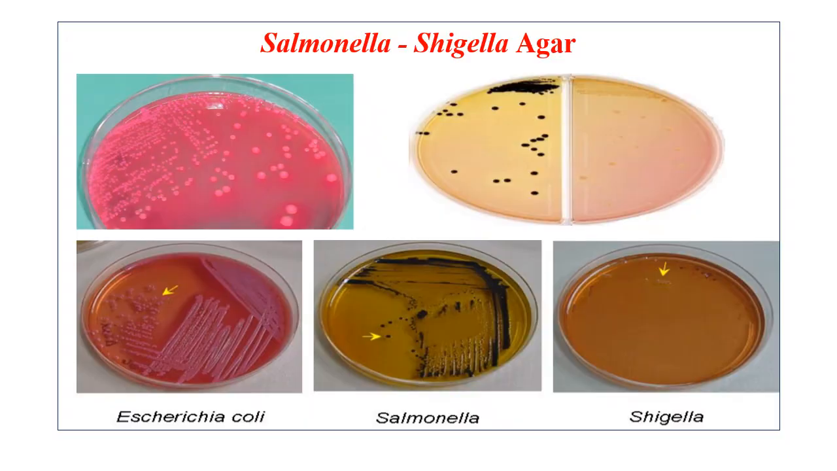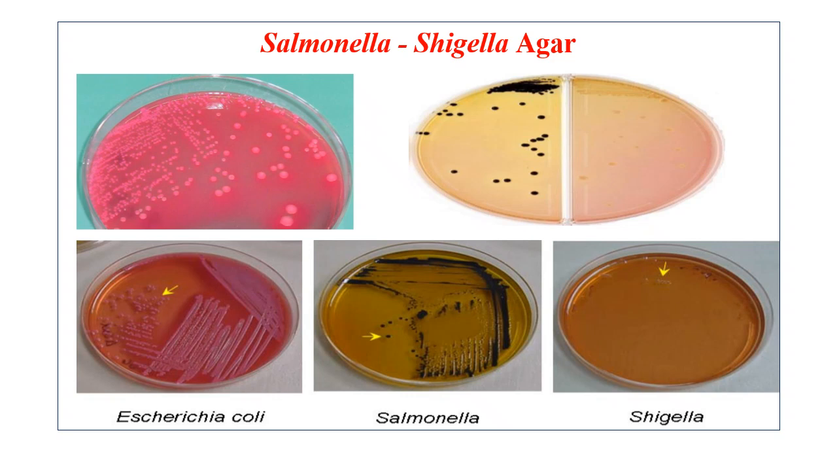And in this image, you can see the difference between the colonies of the gram-negative Enterobacteriaceae on this type of media, Salmonella-Shigella agar. E. coli can grow on this type of media because it is selective for gram-negative, and produces red to pink colonies because it is a lactose fermenter bacteria, without a black center.